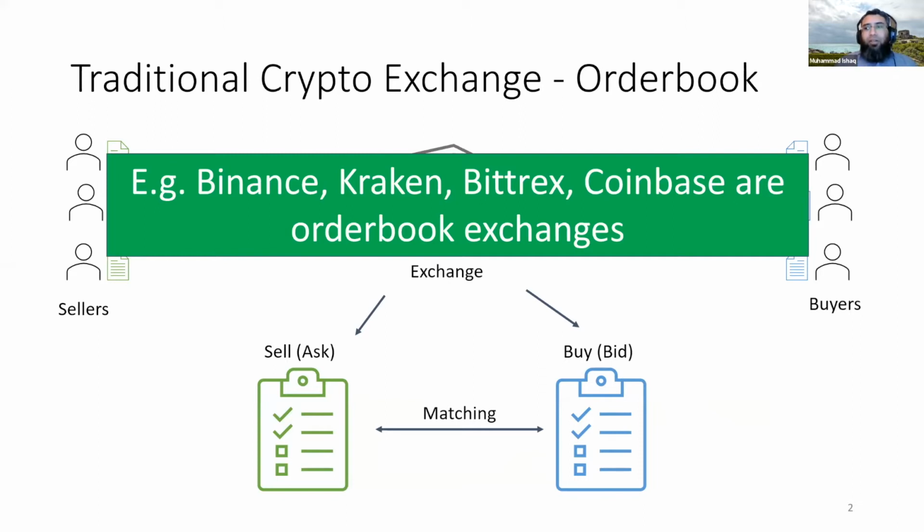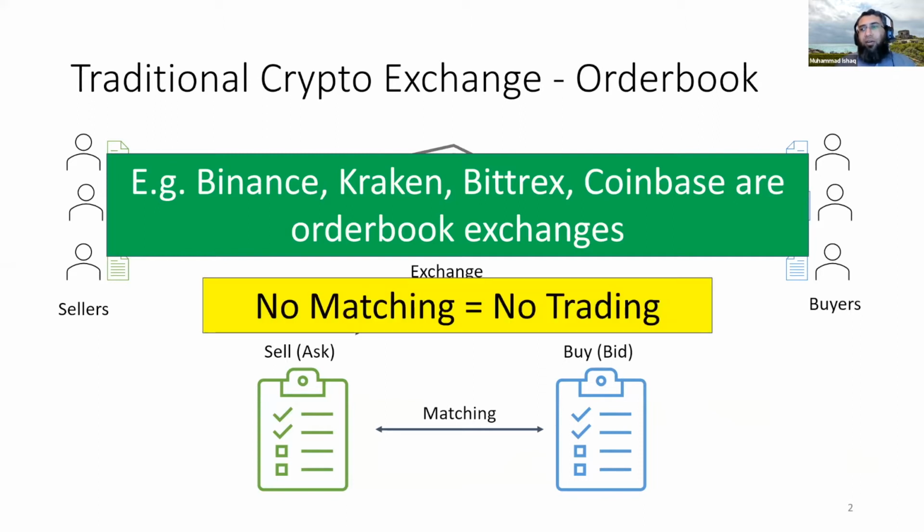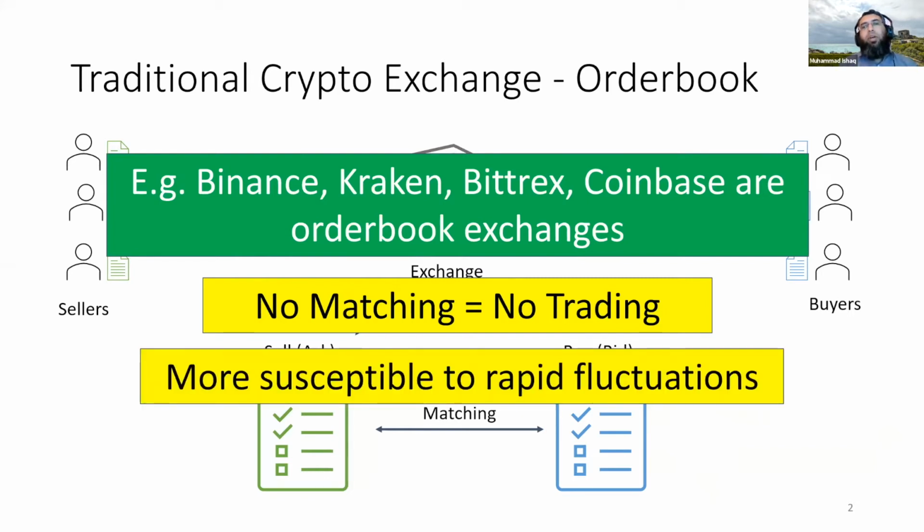The problem here is that if you have no matching, there cannot be any trades, right? And in fact, the matching algorithm itself may have some problems, but we leave that out for now. And this is also more susceptible to rapid price fluctuations because the prices are directly being specified by the actors that are interacting with the system, right?